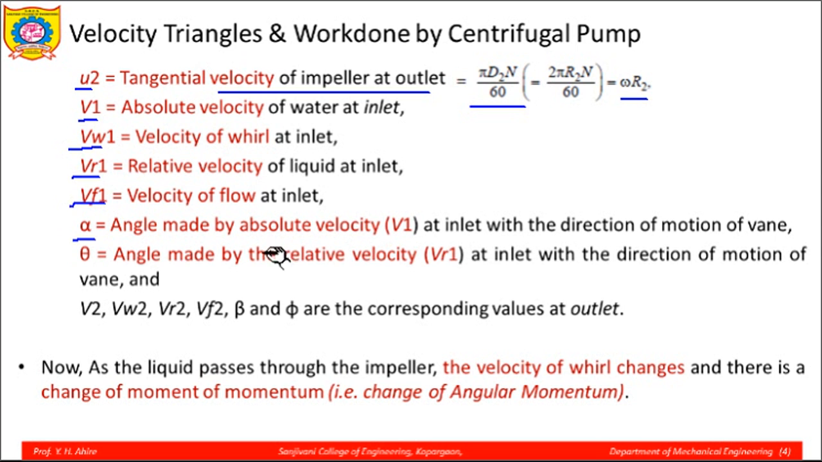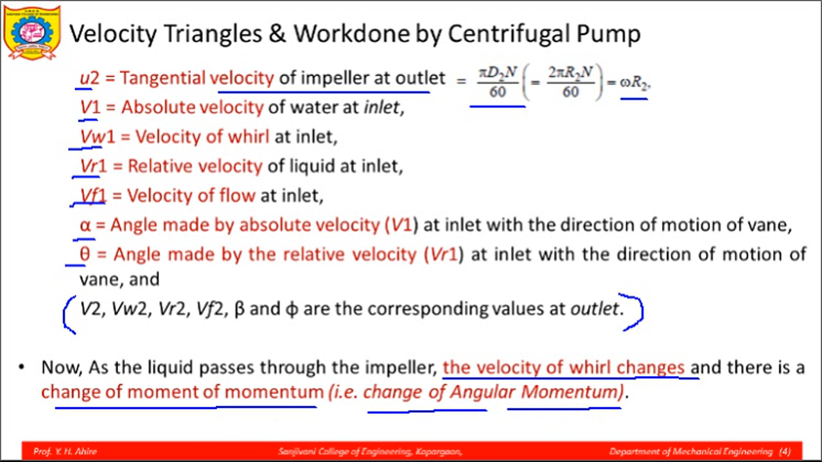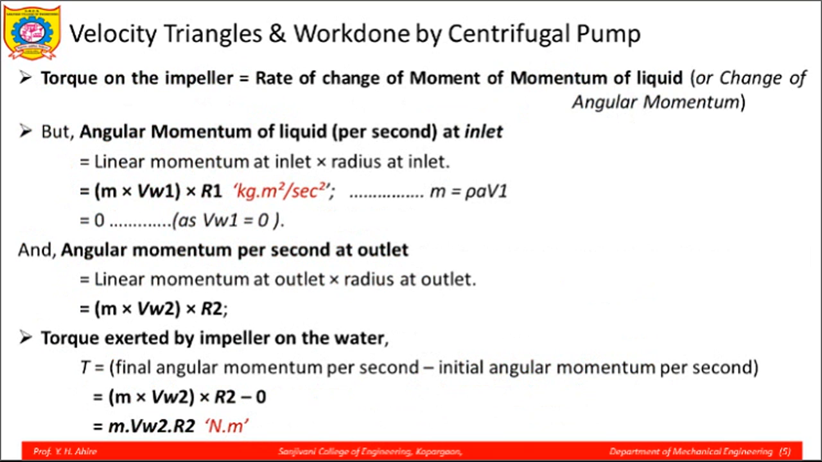Now here it means with the tangent to the impeller. Say theta represents the angle made by relative velocity vr1 with the tangent. Similarly, the terms v2, vw2, vr2, vf2, beta and phi are the corresponding values at the outlet of the vane. Now, as the liquid passes through the impeller, the velocity of whirl changes and there is a change of momentum of the liquid. This change of momentum is nothing but change of angular momentum of the liquid as it passes through the impeller.